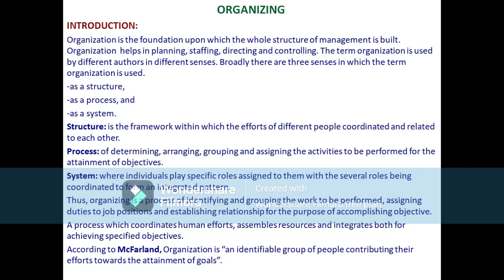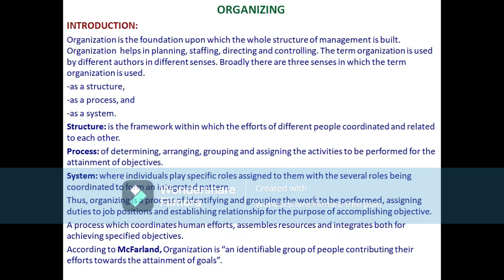Now, we will have an elaborate explanation regarding organization or organizing as a function of management. Basically, organization is the foundation upon which the whole structure of management is built. It is the backbone of management. Without efficient organization, no management can perform its functions smoothly. Management can perform smoothly only if there is an efficient organization to perform the activities in the organization.